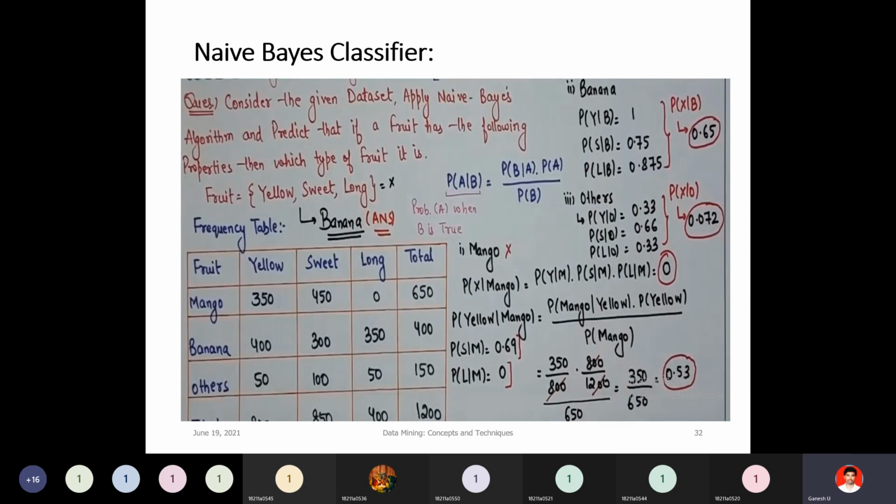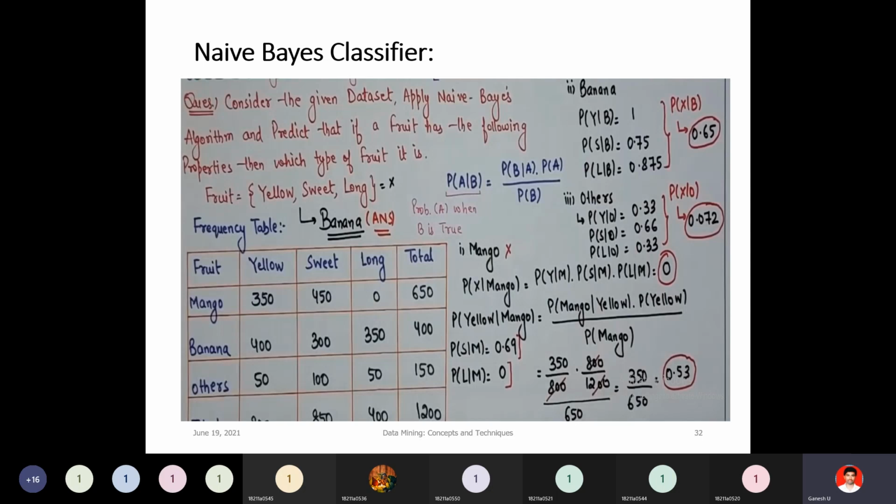Now P of banana, like that. For those probabilities, we have to take that particular fruit by total. For example, P of banana 400 by 1200. P of mango 650 by 1200. P of others 150 by 1200. P of yellow 800 by 1200. P of sweet 850 by 1200. P of long 400 by 1200. Just substitute these values and you get the result 350 by 650. Cancel all these. 350 by 650 is 0.53. So for P of yellow by mango you get the probability 0.53.